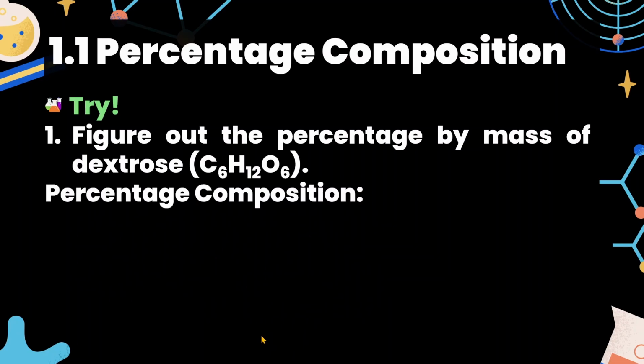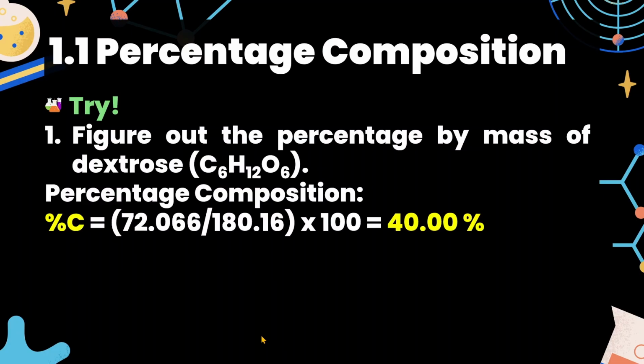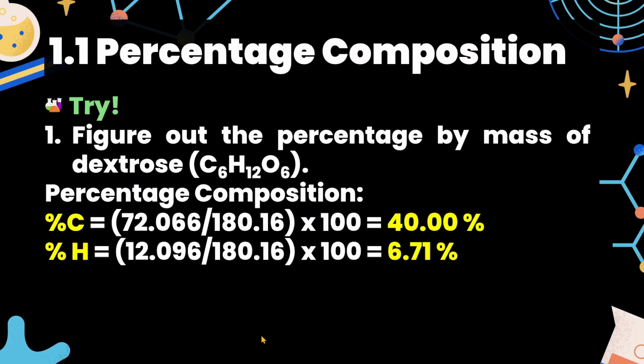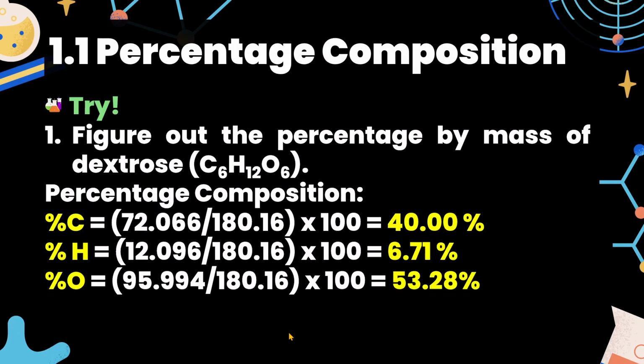After that, we'll use the formula for the percentage composition of each atom: for carbon, for hydrogen, and oxygen. For carbon, 72.066 divided by the molar mass, 180.16, times 100 will give you 40.00%. For hydrogen, it's 6.71%. For oxygen, that's 53.28%. So this is the final answer for the percentage by mass of dextrose using each of the elements present in this compound.